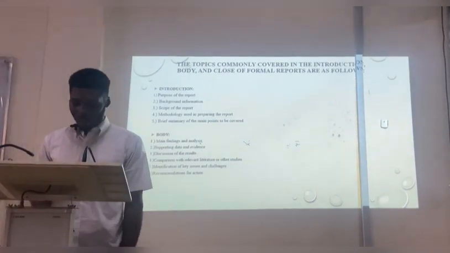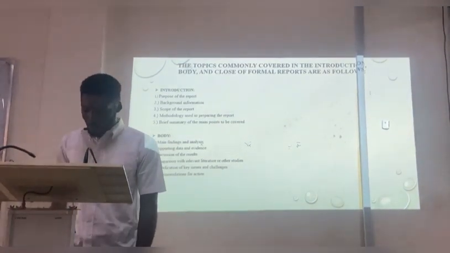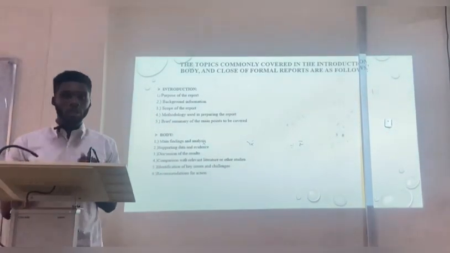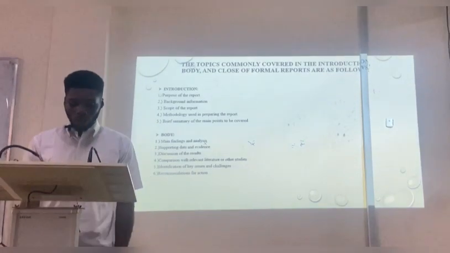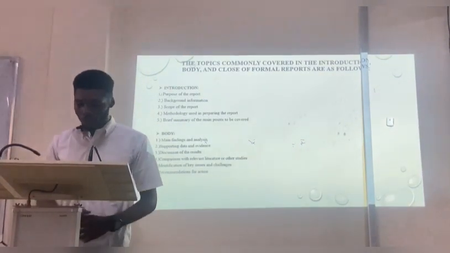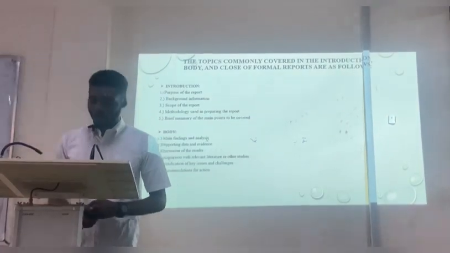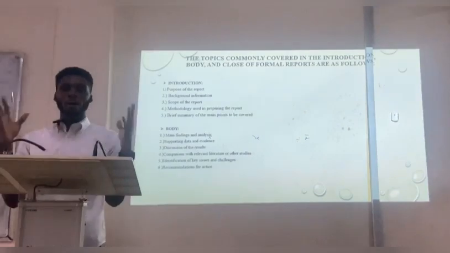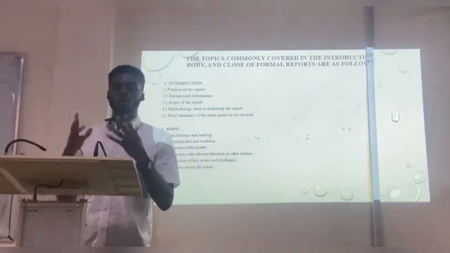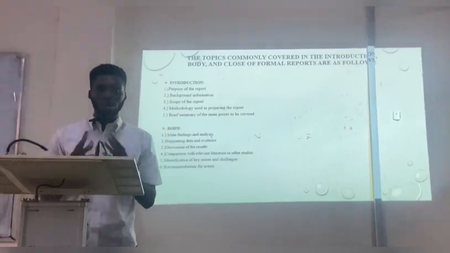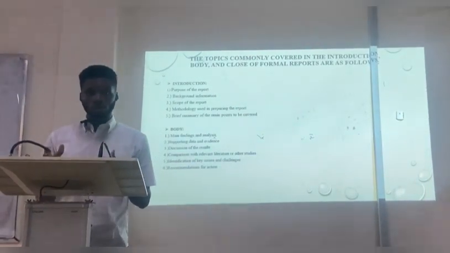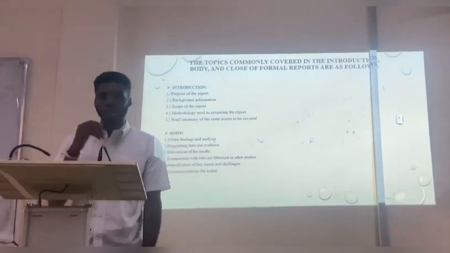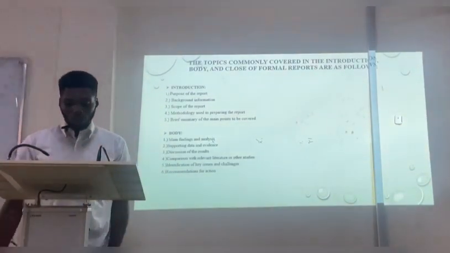We have 6 outlines under the body. We have main findings and analysis. This has to do with making research of points. Then the second point is supporting data and evidence. The third point is discussion of the results. After collecting various points, you have to discuss the results. Then after that, we have comparison with relevant literature and other studies.